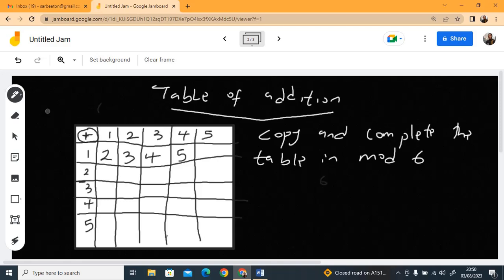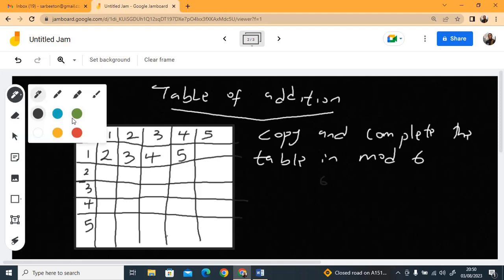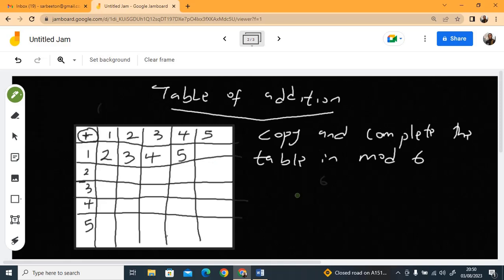Let me change it to green so that I don't have to change it again. So 1 plus 5 is 6. It has to be reduced because it's modulo 6. 6 divided by 6 is 1 remainder 0. So you write the remainder 0. So here is going to be 0. Sorry for changing this marker.